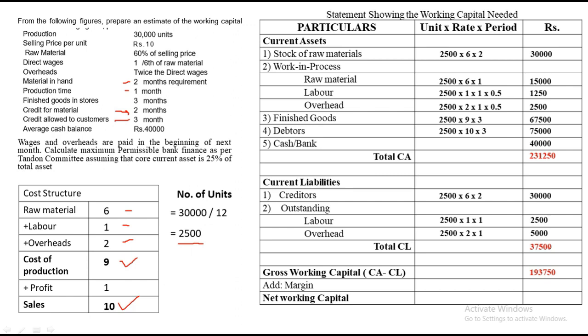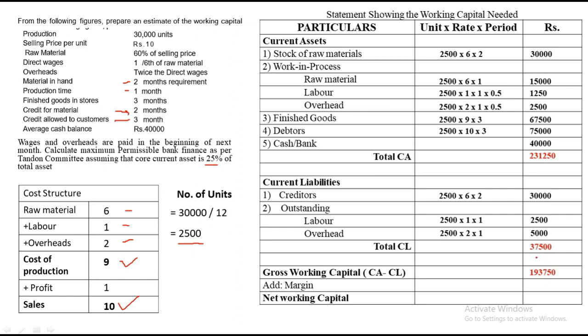Now, the next thing they have asked us to find is to calculate the maximum permissible bank finance, where they are giving you core current asset is 25% of total assets. We'll keep that in mind because that will be useful. Remember one thing, just note down the value of current asset and current liability somewhere, because we'll need those two values in order to get the Tandon committee values. So 2,31,250 is CA, 37,500 is the value of current liability.